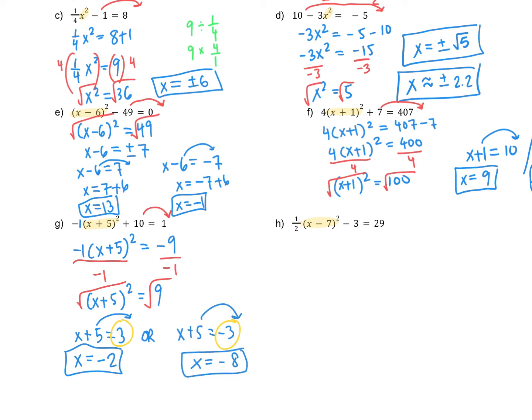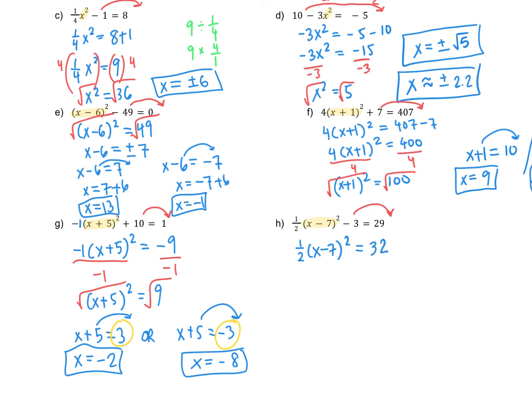So please note when you do have a bracket to the power of 2, your answers will not be identical plus or minus. You have to isolate for your variable in each sub-equation to get the two different answers. All right, last one. We're going to start off by bringing the constant over. 29 plus 3 is 32.